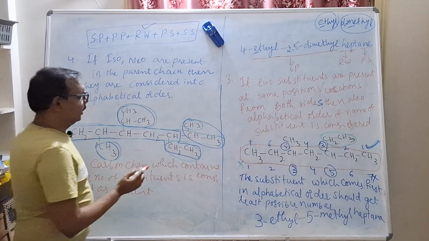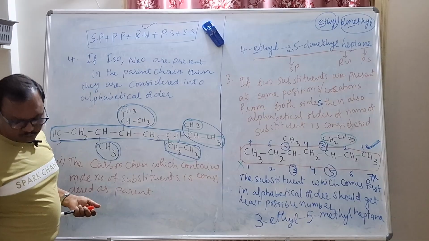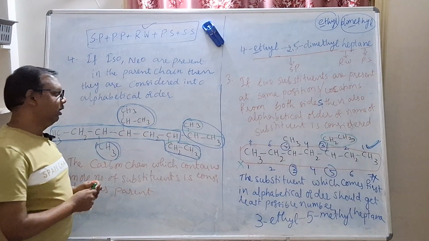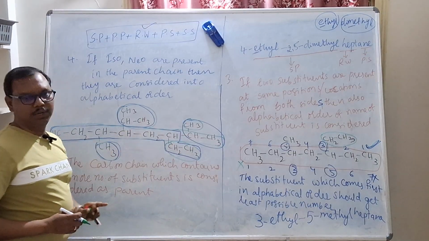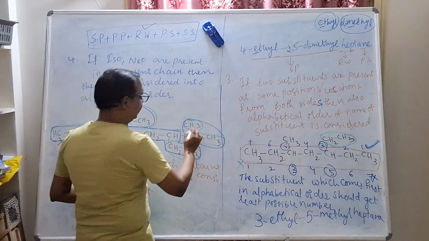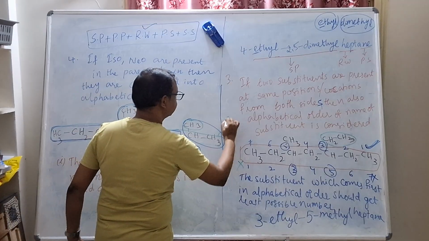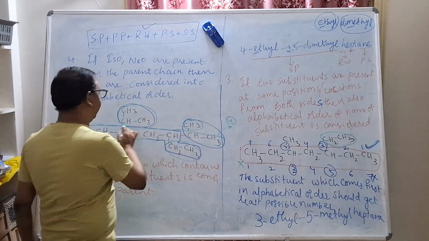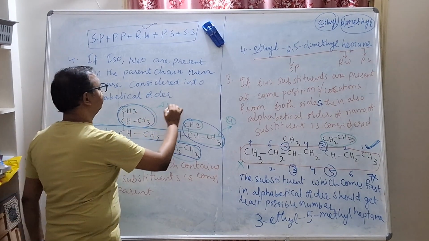Therefore, the green one contains 4 substituents, whereas the blue one contains 3 substituents. Number of carbons are same, here also 8, here also 8. The number of straight chain carbons is equal, but the one which contains more substituents wins. The green one contains 4 substituents: 2 methyl groups, 1 ethyl group, 1 isopropyl group. Which group is this called? This is called isopropyl.